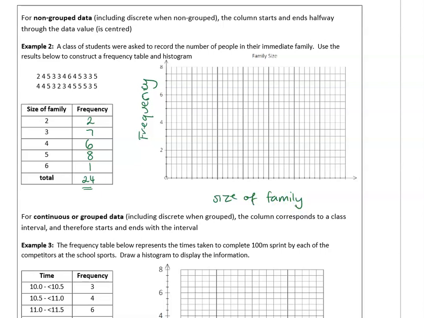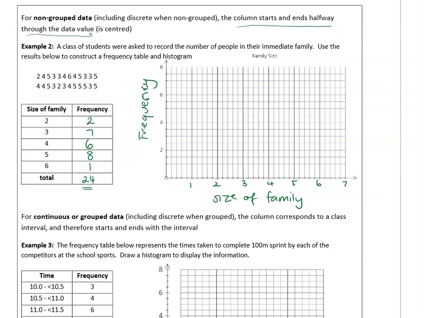And we need to label these numbers. Okay, so we're starting at 0. So 1, 2, 3, 4, 5, 6. We haven't got 7, but we'll go up to 7. Now in this case, non-grouped data, really important, your column starts and ends halfway through the data value.